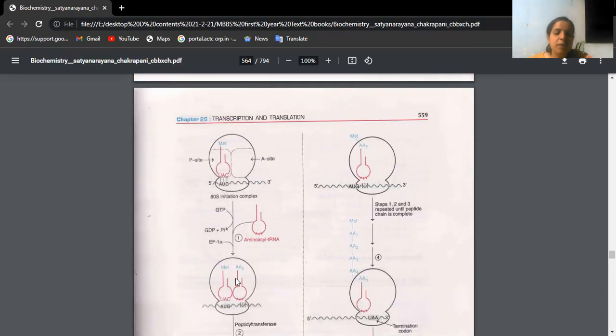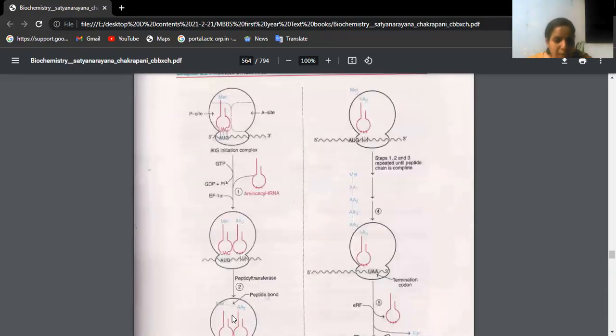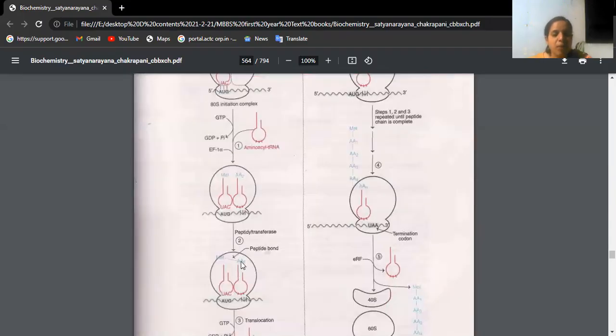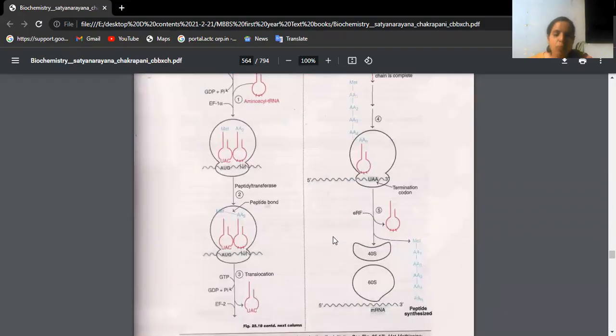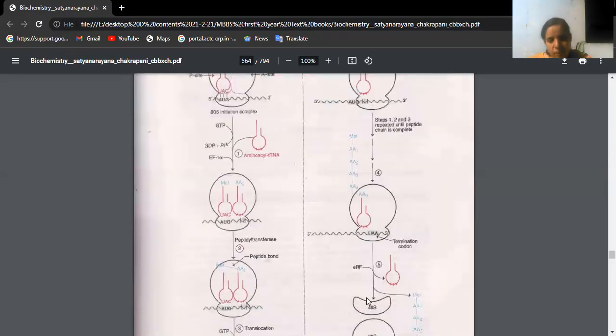So now you see one tRNA, suppose it is coding for methionine, one more tRNA is coming and it is coding for the second amino acid. He didn't mention the name, just amino acid 2 is written, AA2. Like that, one more tRNA will come and code for one more amino acid. As many tRNAs are coming, so many amino acids are getting added to the polypeptide chain. Isn't it better?